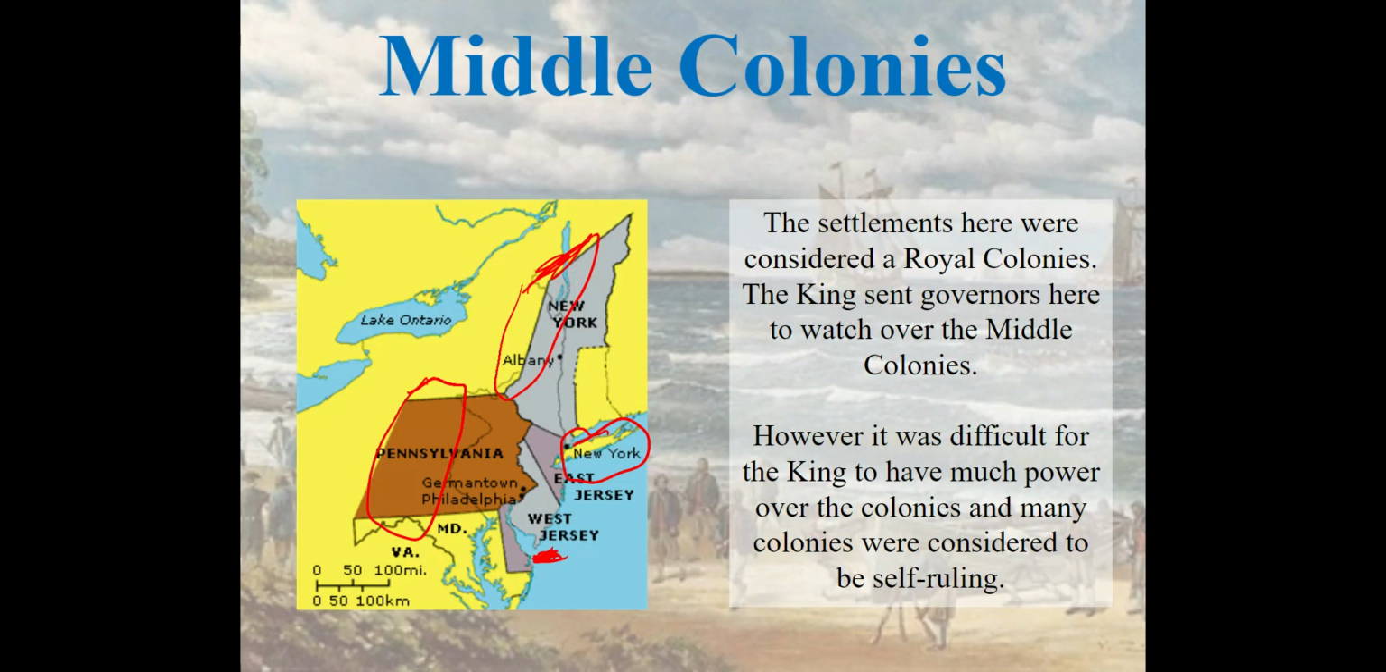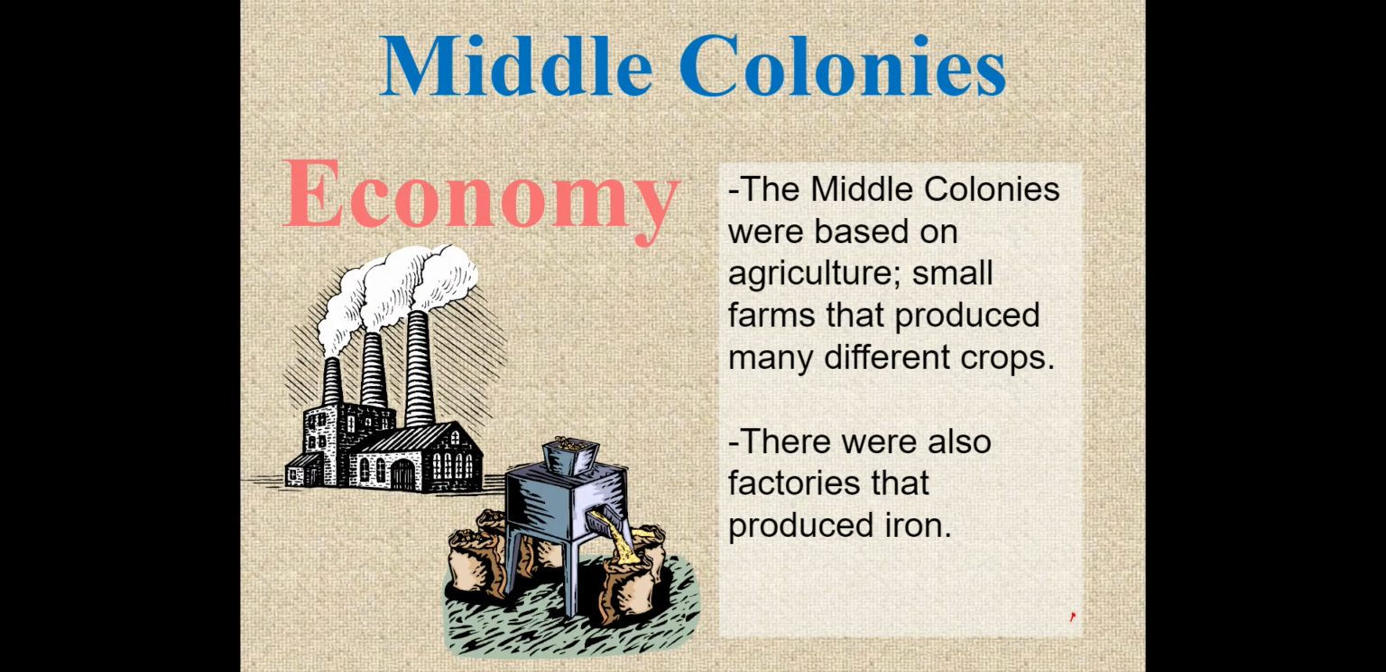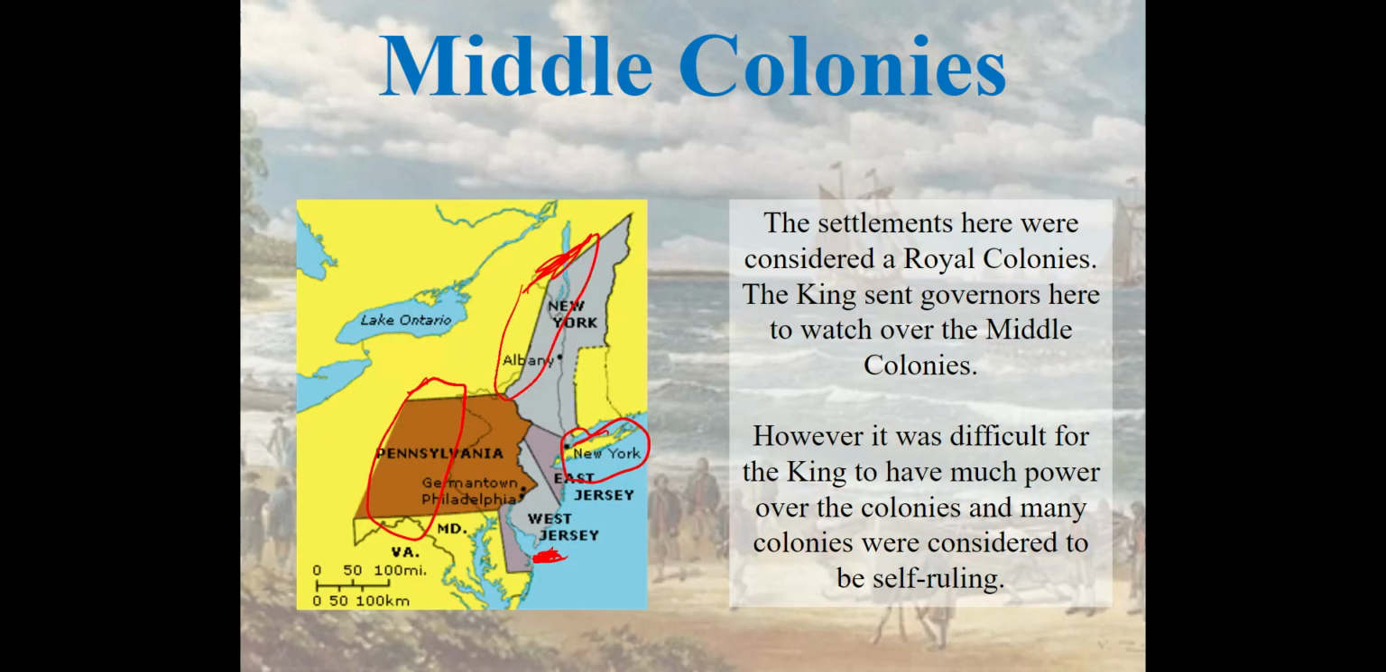All right. The settlements here in the Middle Colonies were considered royal colonies. The king sent governors here to watch over the Middle Colonies. However, it was very difficult for the king to have much power over the colonies, and many colonies were considered to be self-ruling. And as you can see, there are some red lines, and assuming that's where he sent them. Very good.